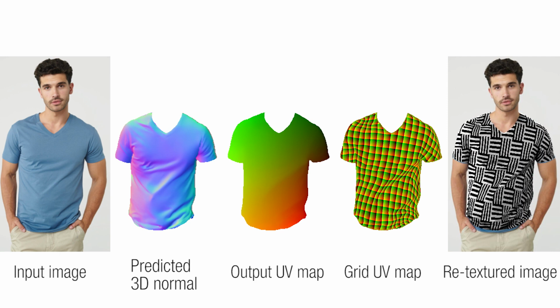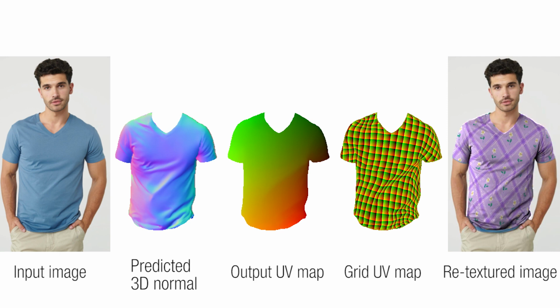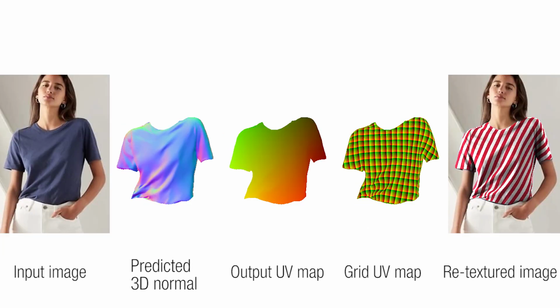Here we show the input image, the surface normal, the predicted UV in the original colors and grid patterns, and the retextured images.